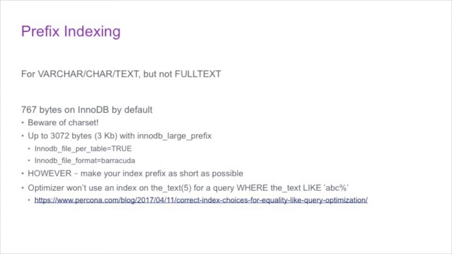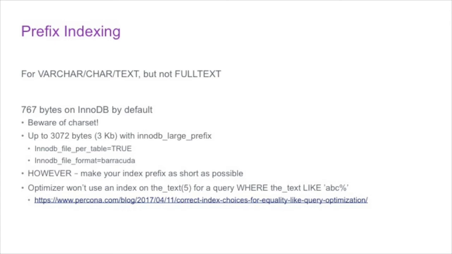You can use the variable InnoDB large prefix to change it to up to 3K, if you want. If you change that, you have to be using InnoDB file per table and the InnoDB file format of Barracuda. But it's actually beneficial to make your index prefix as short as possible.